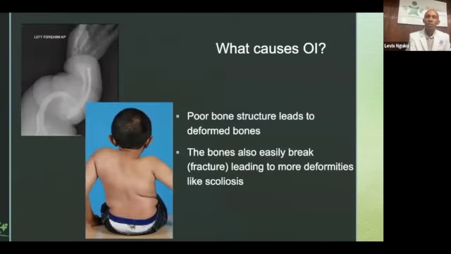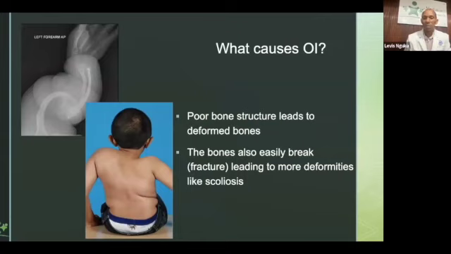When we talk about what causes it, poor bone structure leads to deformed bones. That's why we end up with X-rays that show bones that are deformed in that shape. That deformed bone usually breaks easily. That's why we end up with the bone being brittle and leading to more deformities.